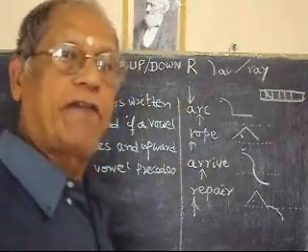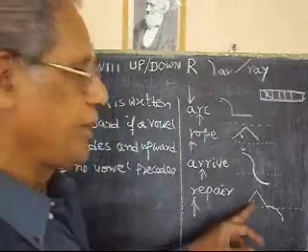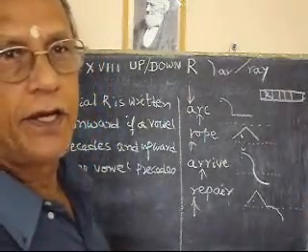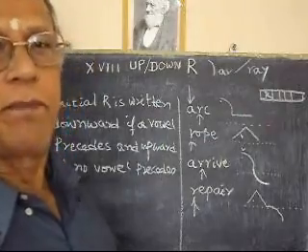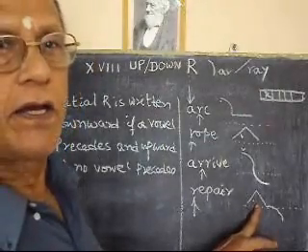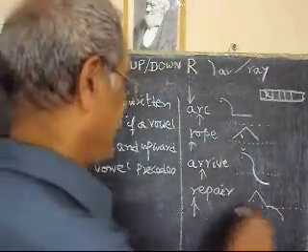Now, repair as a verb. If you write it through the line, it will become repair. Repair is a verb. Repair is a noun. Like this.